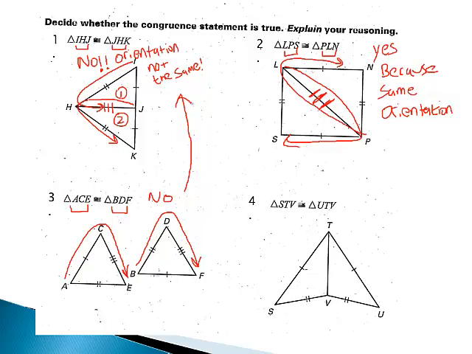What about number four? Number four, they have a side in common, so I immediately label it. And now I see if the orientation is accurate. So STV, S is along the one dash mark, then along the three. UTV, we have U, one dash mark, then along the three. So these would be congruent, yes, because of the same orientation.